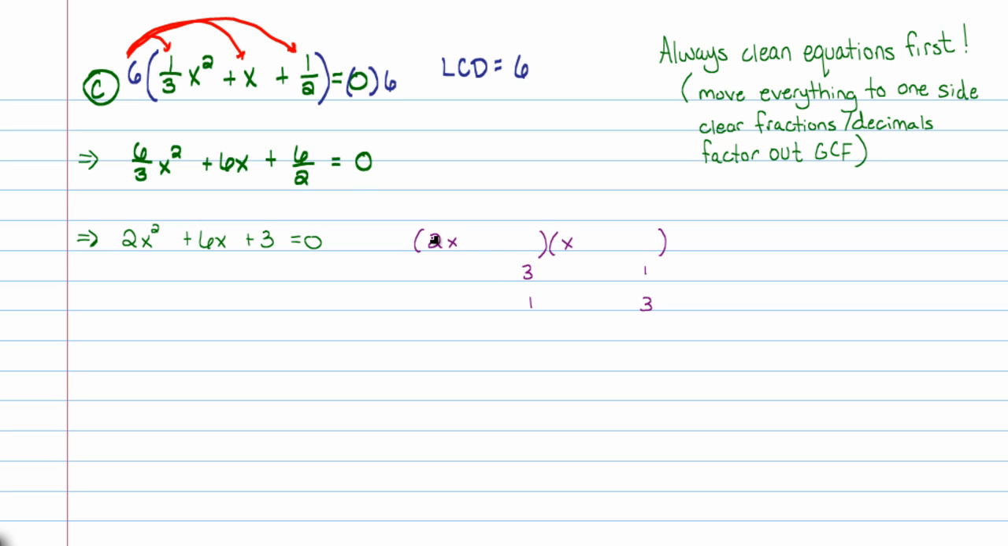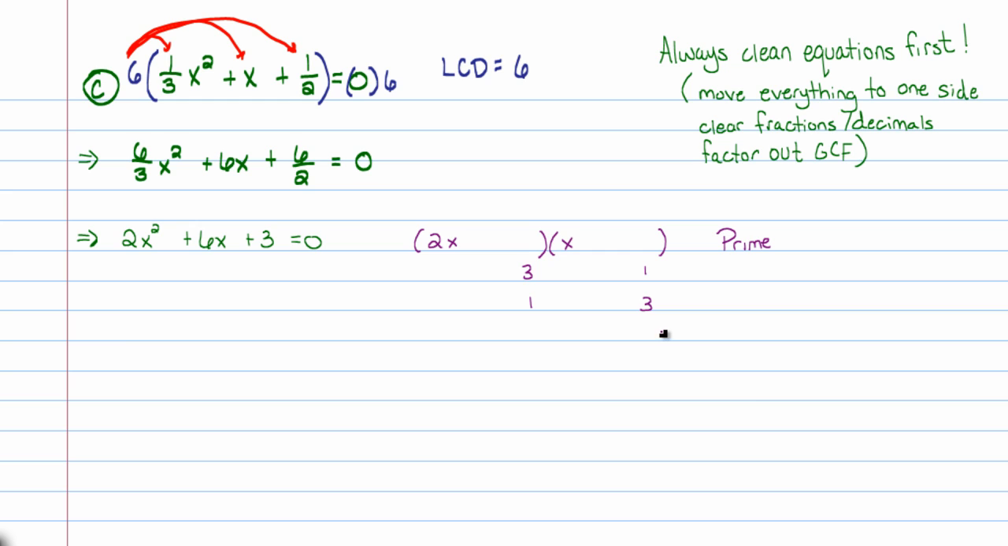Well, there's no way I can combine a 2x and a 3x to get me to 6x. And along the same lines, 2x times that 3 would give me 6x, and we'd have an extra 1x. There's no way I can combine those two to get me to 6x. So this does not factor. This is what we call a prime polynomial.